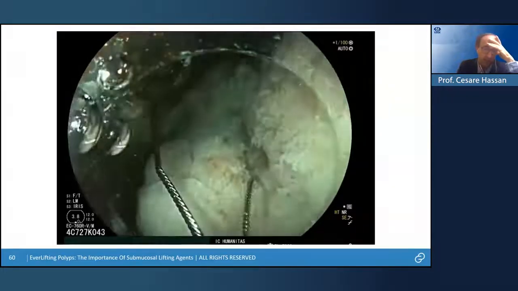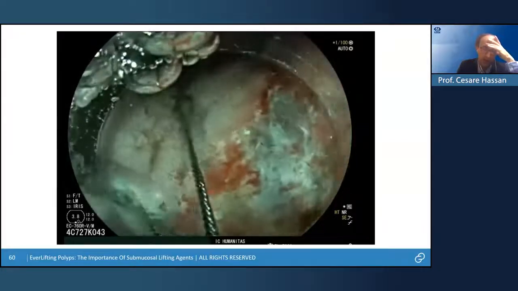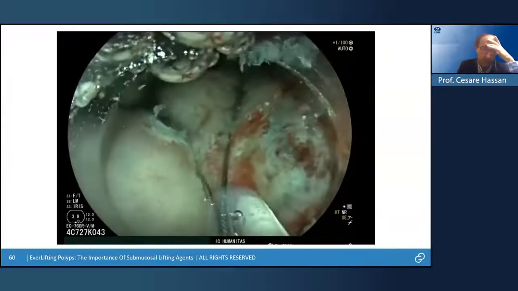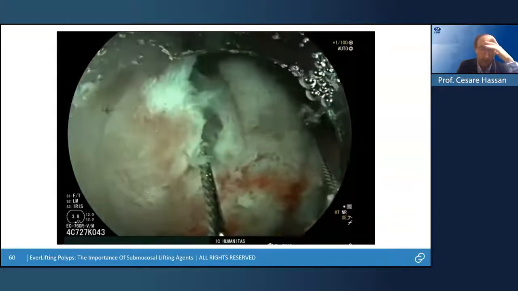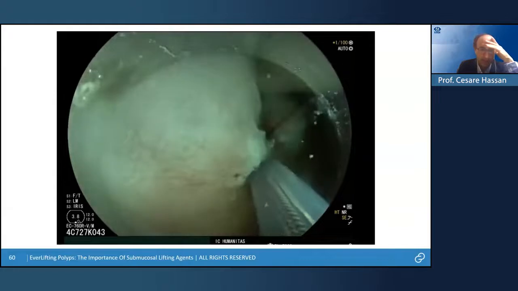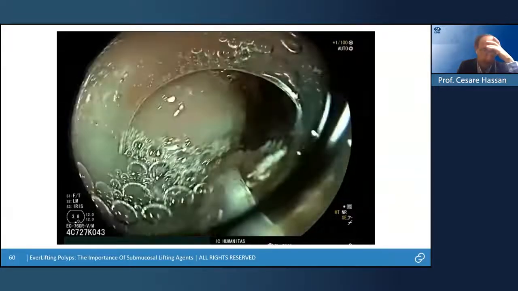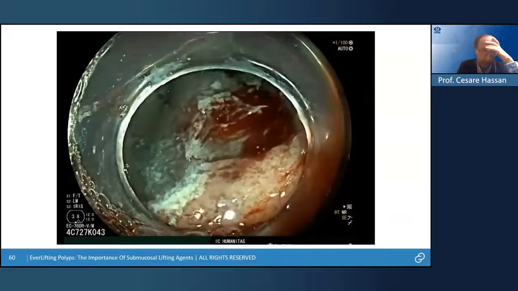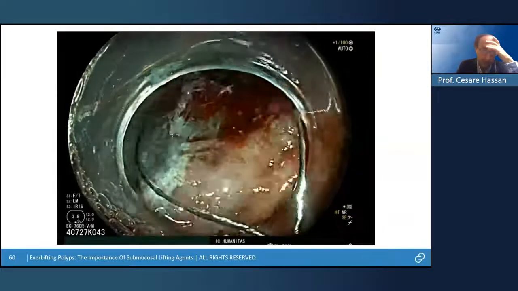We use a lot the underwater approach, even if we inject, because here any millimeter you gain may make the difference between a good and bad procedure. And then, of course, we do a piecemeal. But this part is somewhat easy to standardize.